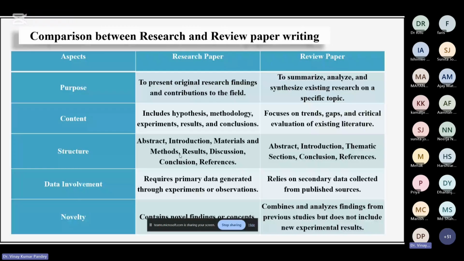Because whenever you are writing your research paper, in the introduction section itself you will be writing about some literature, some papers, and you will be giving some citations. So there also you are using a review paper. So they both have equal and balanced credibility. Whenever you write a review paper, it requires a lot of hard work.